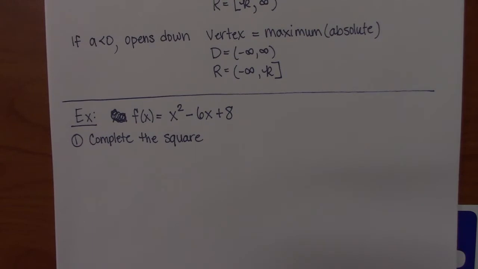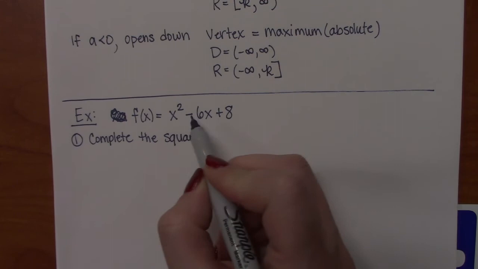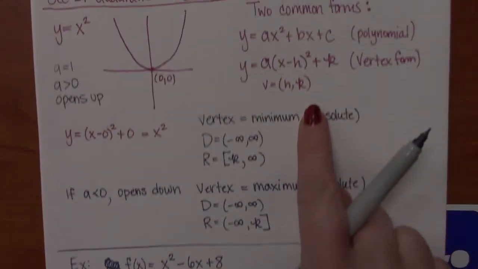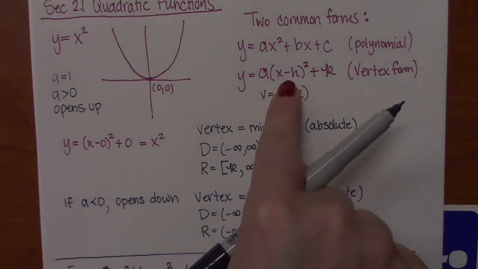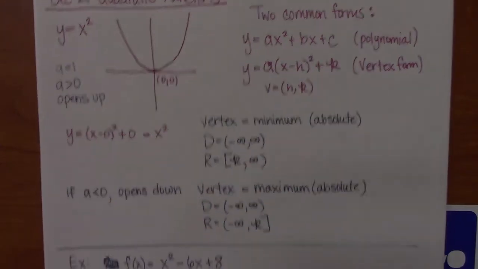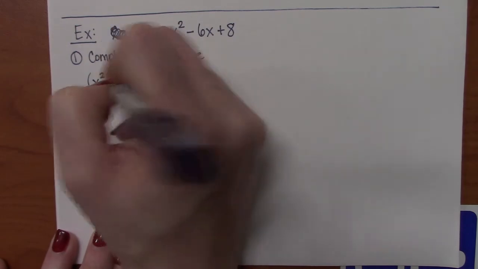Just like we did with circles, the goal was to factor this into x minus h squared. If we look at our vertex form right here, that's what we want to happen here too. We want to get an x minus h squared. So that's why we want to complete the square here. So the first thing that I want to do is group everything with an x together.